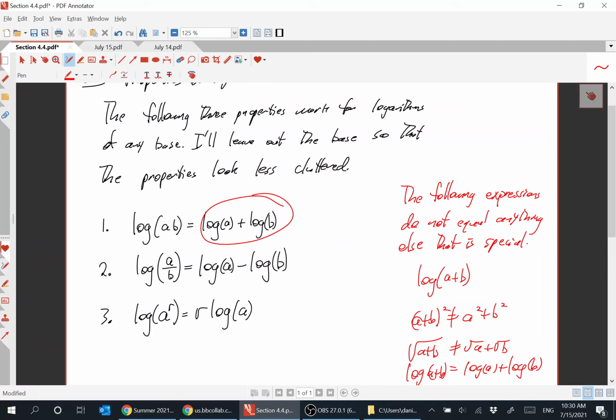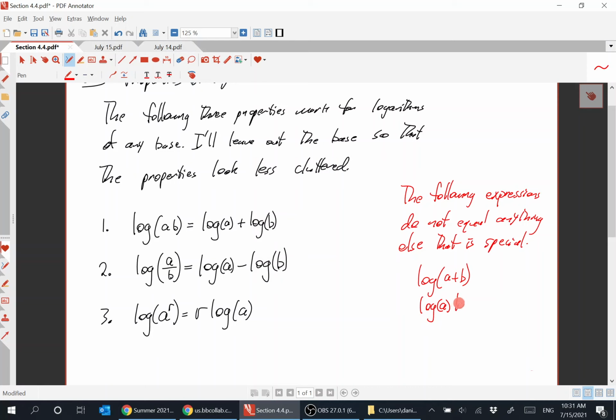Okay, so if you ever see log of a plus b, well, that's it. There's nothing else you can do with it. You have to deal with it as is. Log of a plus b is not the log of a plus the log of b, because the log of a plus the log of b is the log of a times b. And a plus b and a times b are just not the same thing.